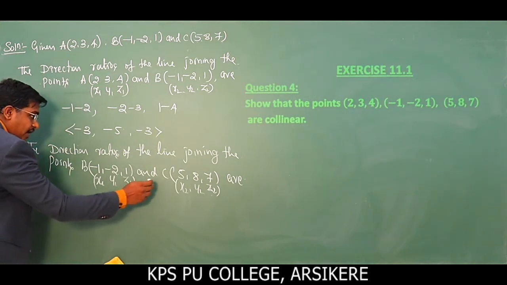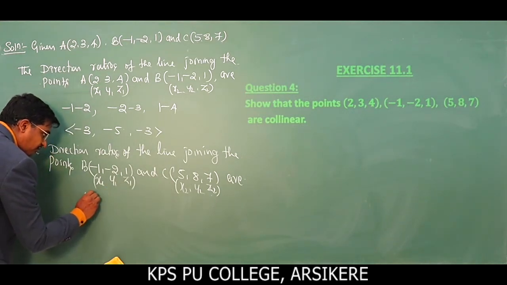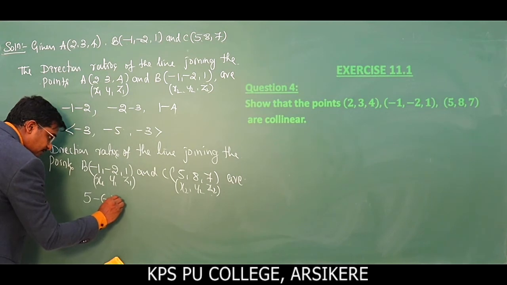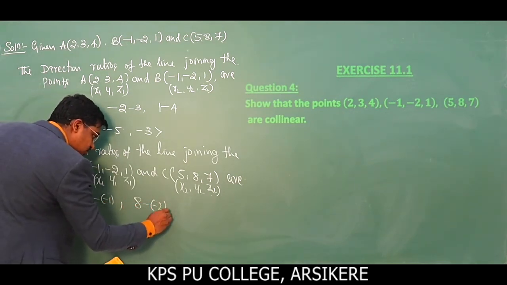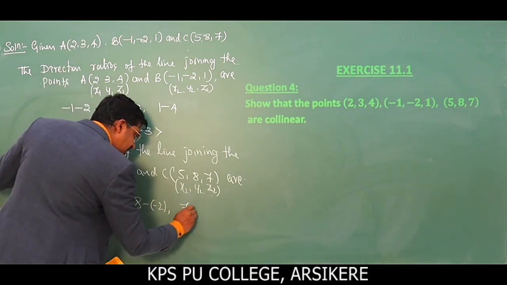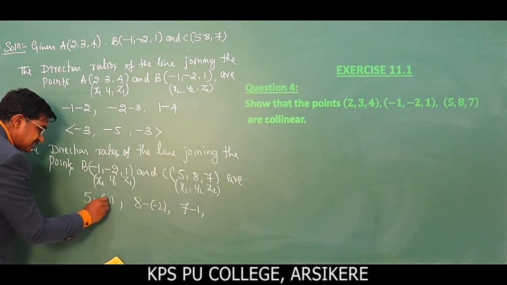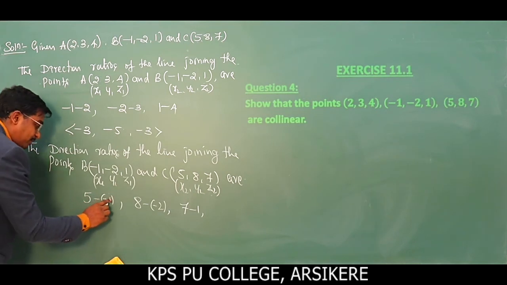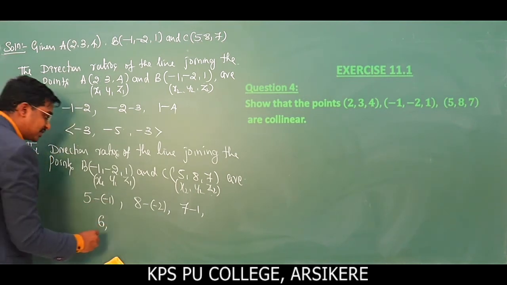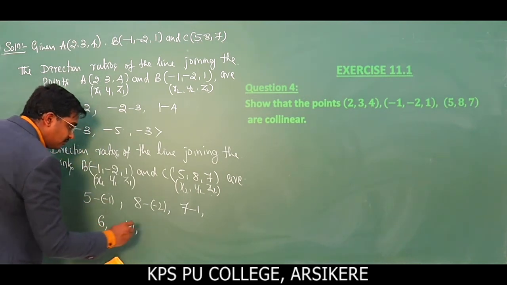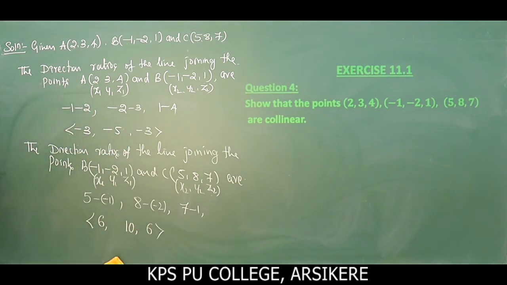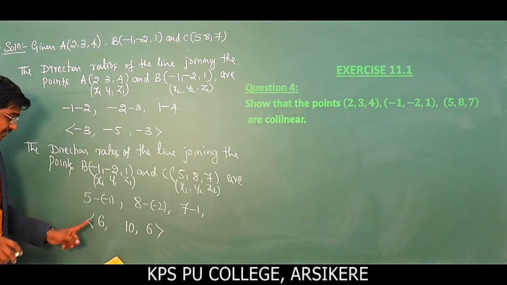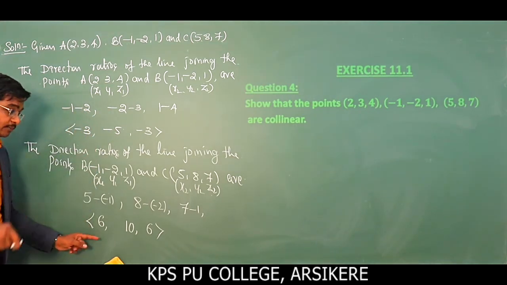So here x2 minus x1 is 5 minus of -1, comma, second one 8 minus of -2, comma, third one 7 minus 1. Minus into minus becomes plus: 5 plus 1 is 6, comma, second one 10, and the third one 6. So these are the direction ratios of the line joining AB, and these are the direction ratios of the line joining BC.